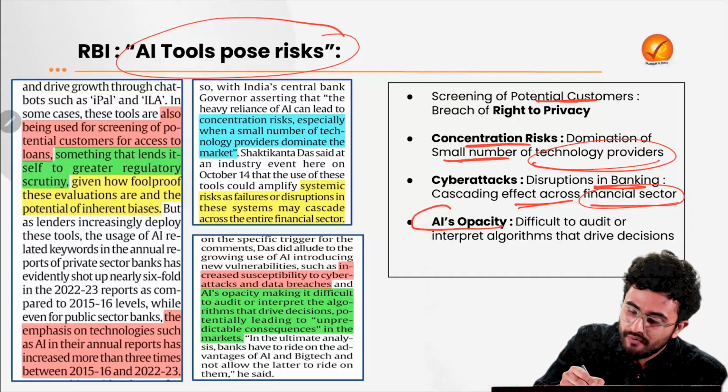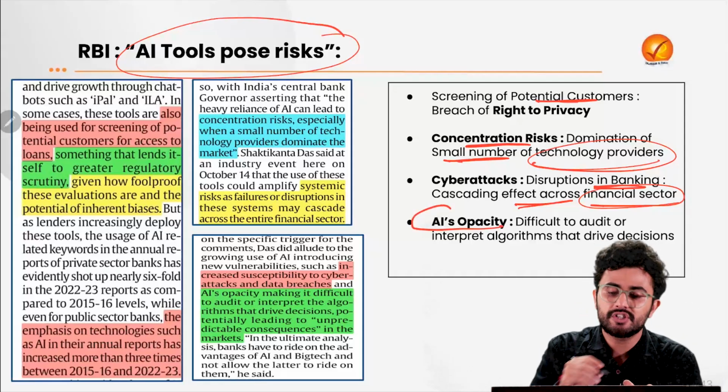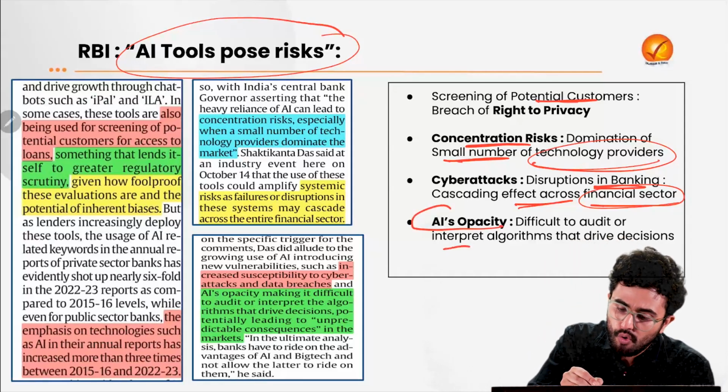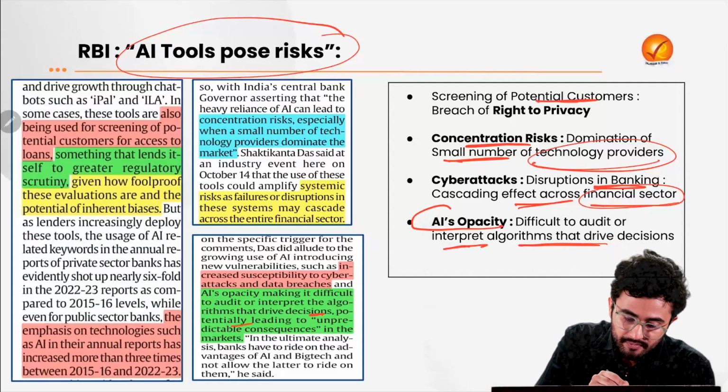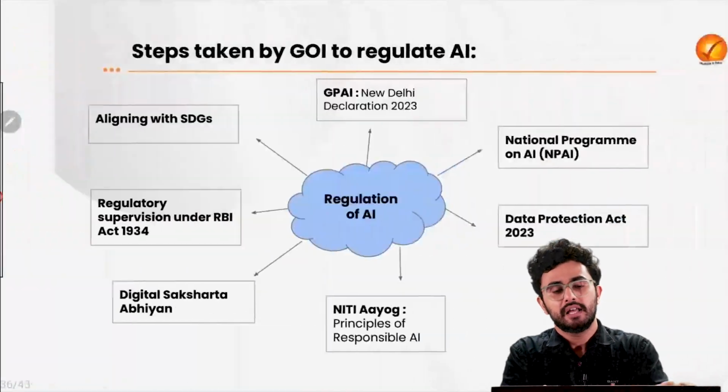Then there is a kind of opacity which exists with this artificial intelligence system. So it is very difficult to audit or interpret the algorithm. That potentially leads to unpredictable consequences in the market.